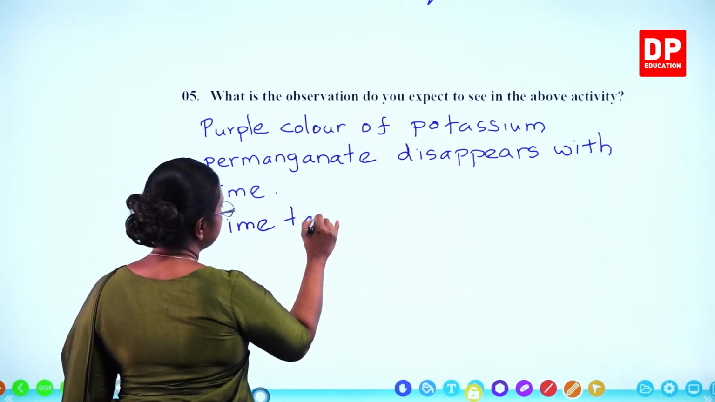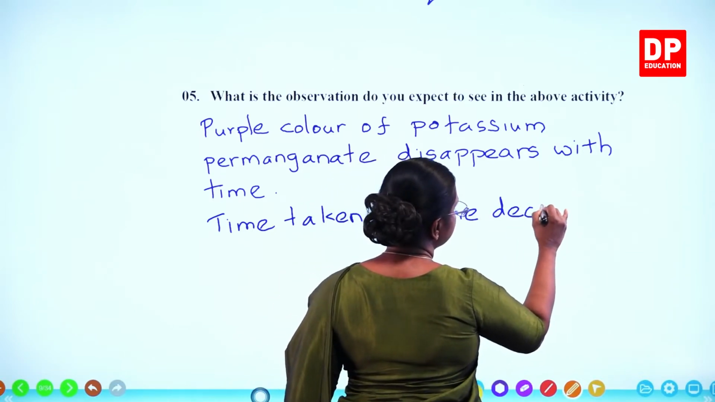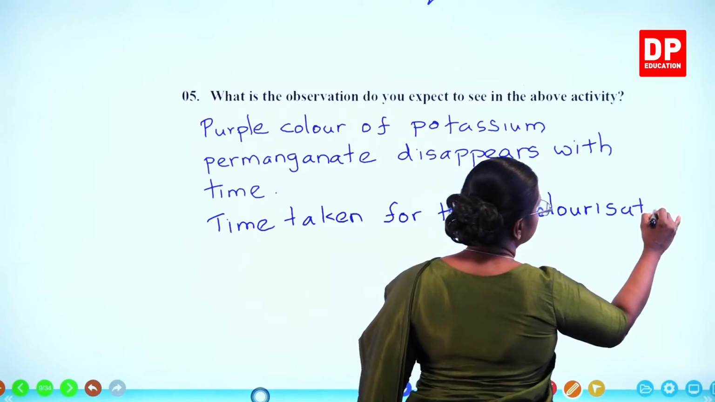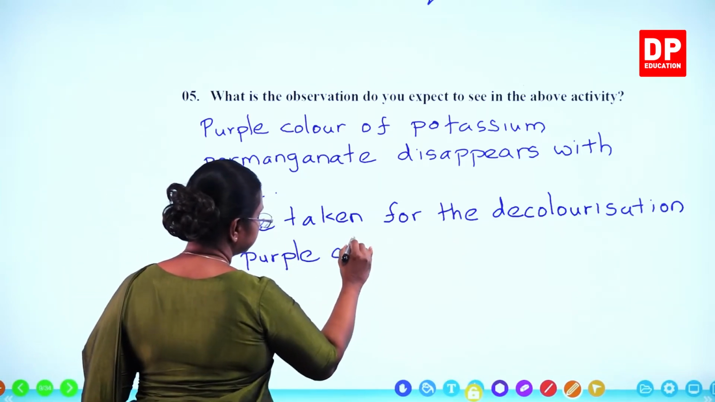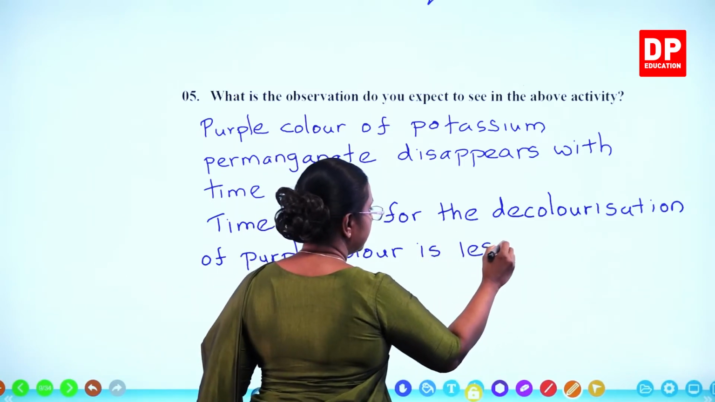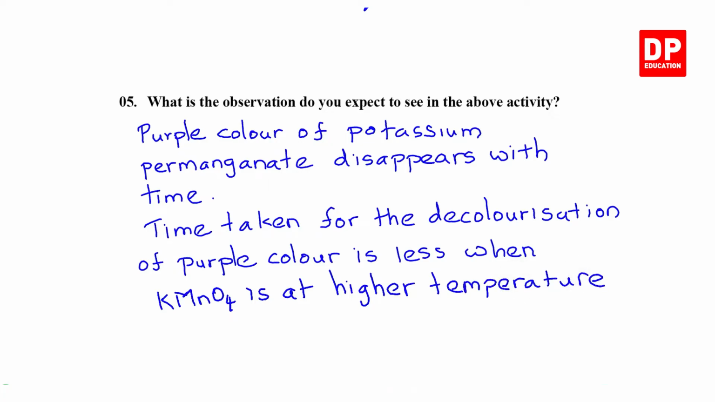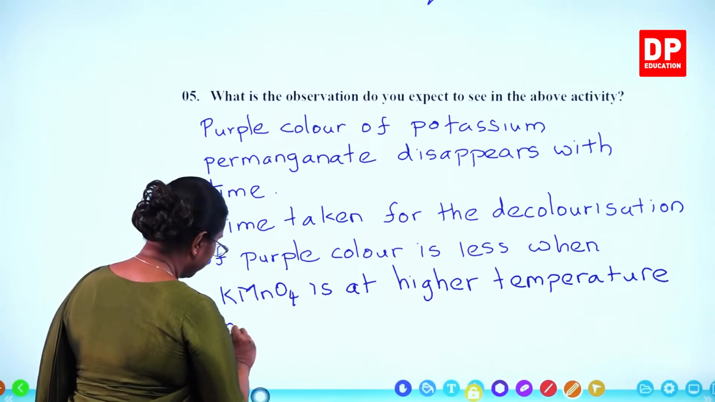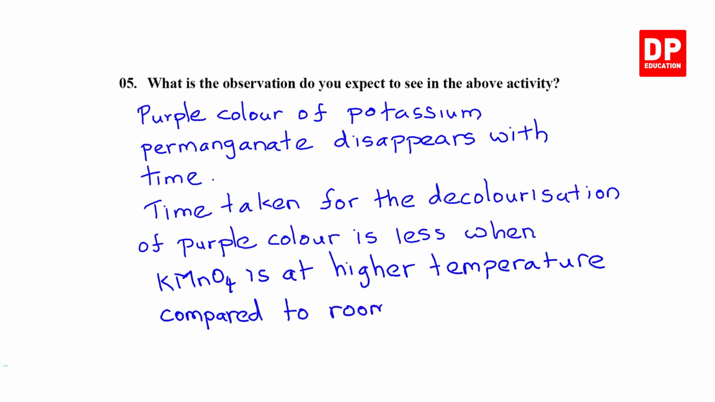Time taken for the decolorization of purple color is less when KMnO4 is at higher temperature compared to room temperature.